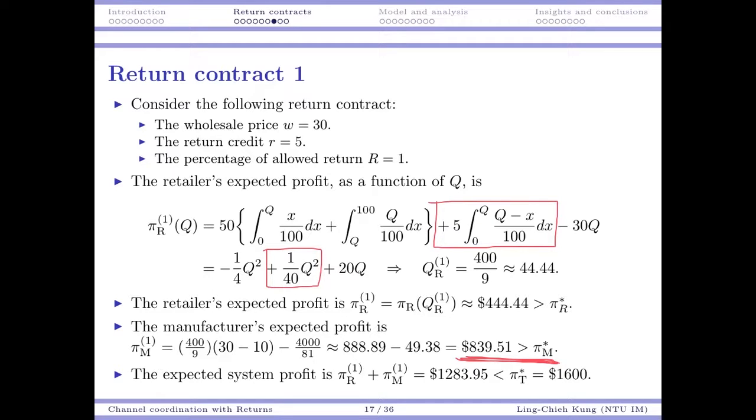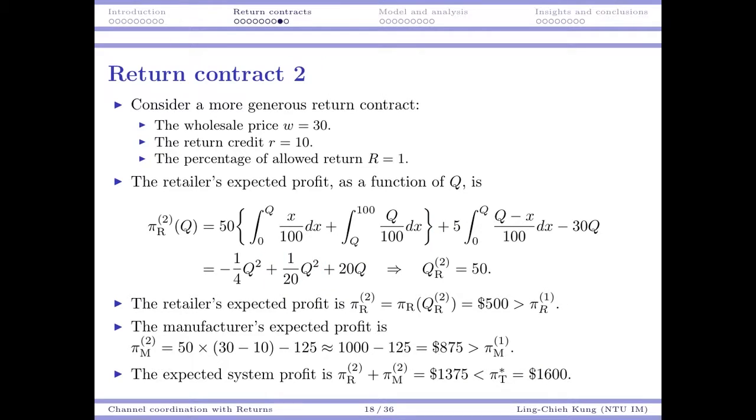The intuition is just what we mentioned. It's because the manufacturer now shares some risk from the retailer. And then that's going to help the retailer to order more. And this larger sales revenue earned by the manufacturer can compensate his loss about buying those products back. So the manufacturer provides a guarantee to the retailer, and then everyone is happy. Okay? So naturally, the expected system profit is just greater than the previous amount. Previously, it's just 1200. Now it's 1200 and more. But this is still not the efficient level.